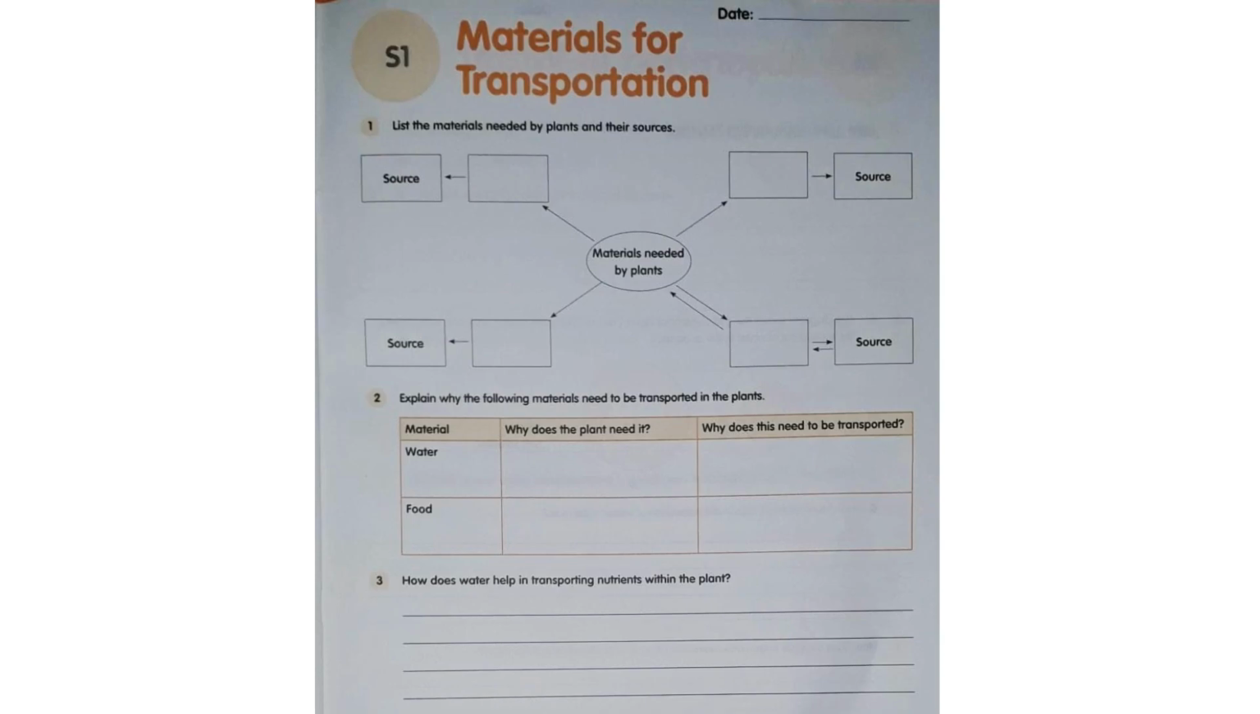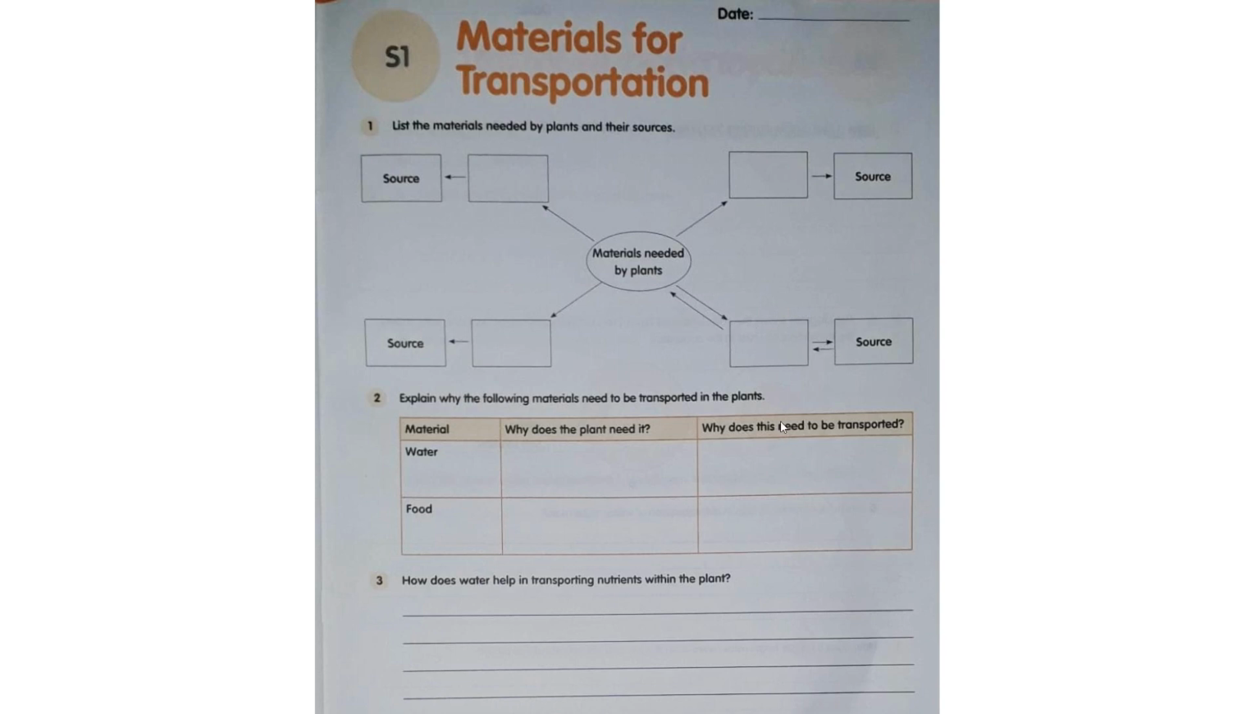This is your S1, materials for transportation. List the materials needed by plants and their sources. So here you need to write it one by one. First, you know all the 4 materials. So there you can just write the name of the materials, and then their sources, maybe air, soil, or whatever it is. So just write it down. Then do remember, here it is just one type of arrow, but here it is reversible. So just think carefully about what would come here, because reversible arrows are given.